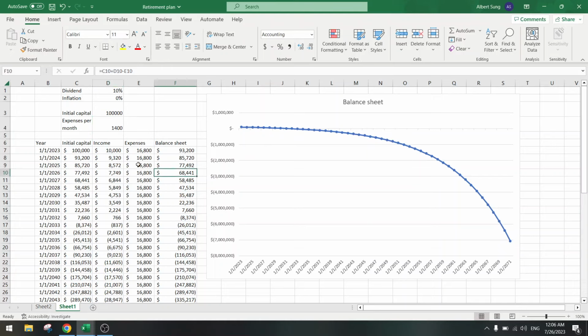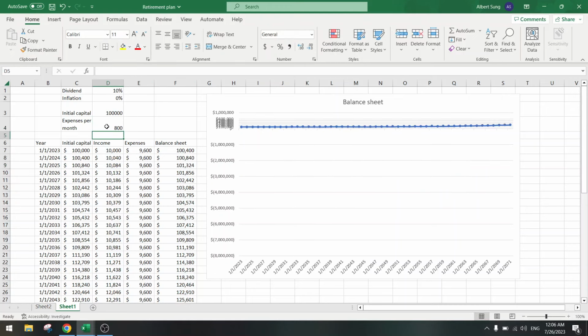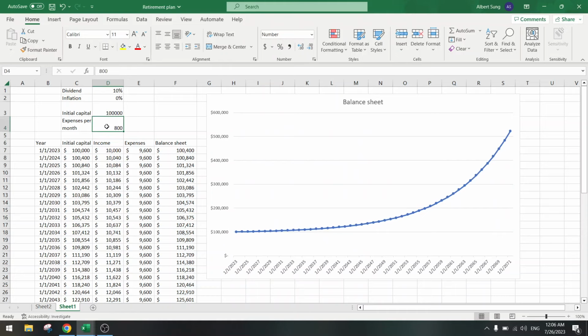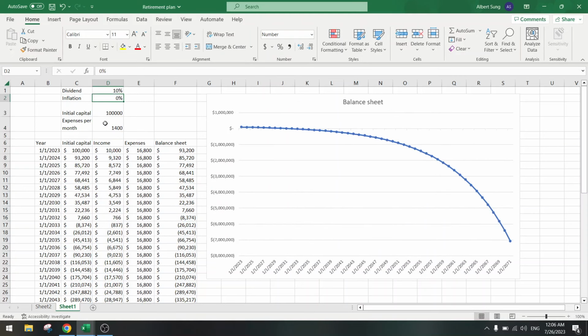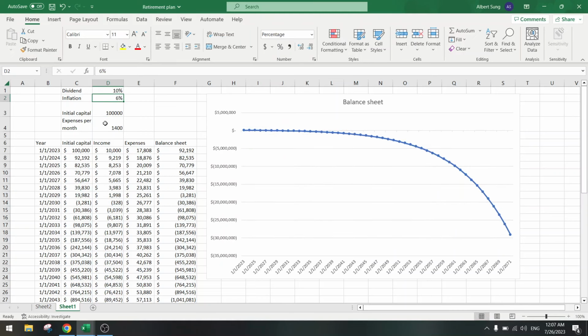So that's why I need to have a job, right? I could cut my expenses to 800, for example, then I could survive with that 10% dividend, right? But 800 is probably not enough. Also, there is inflation. They say it's 5%, but yeah, let's take 6%. And you can see that we cannot survive with 10% dividend.